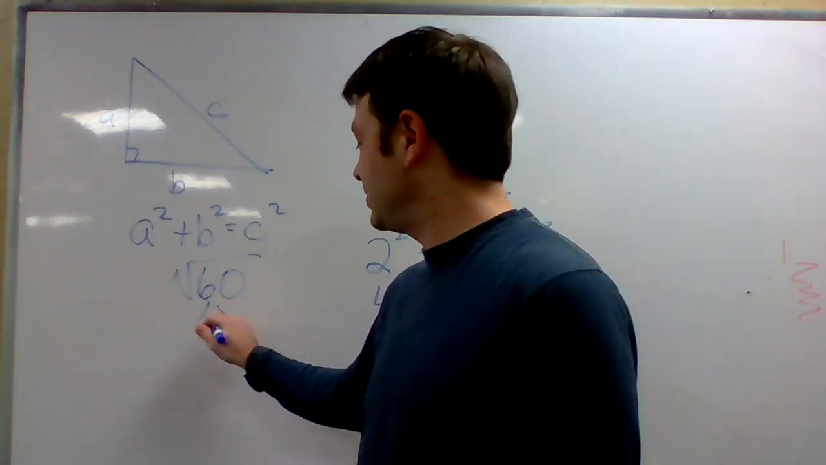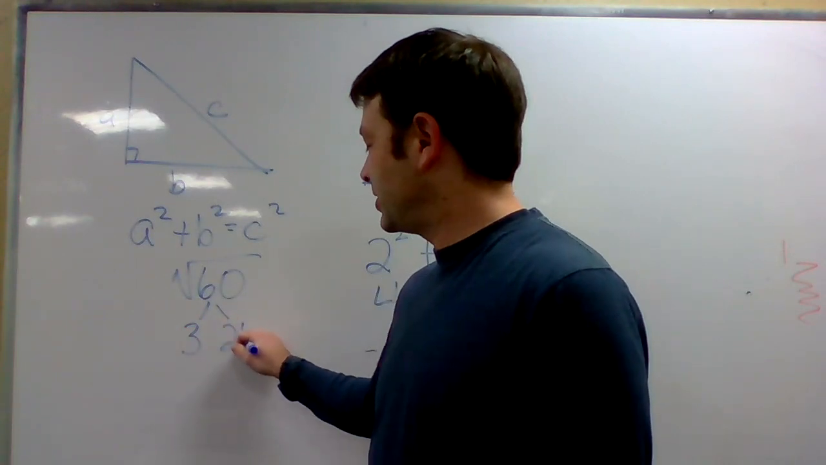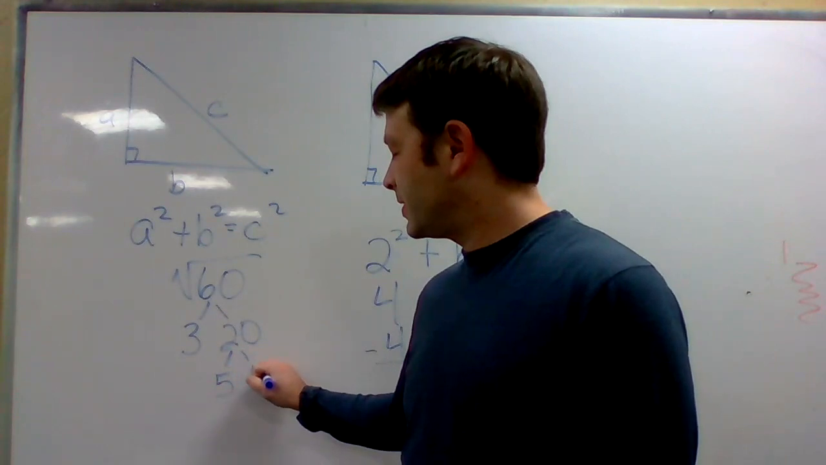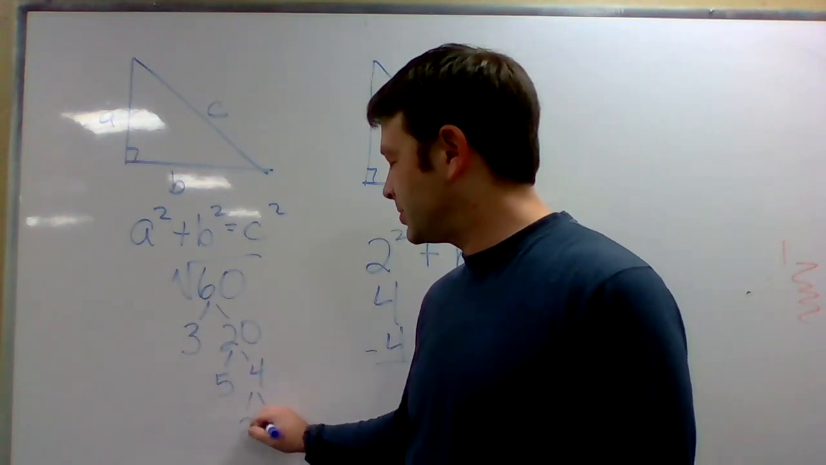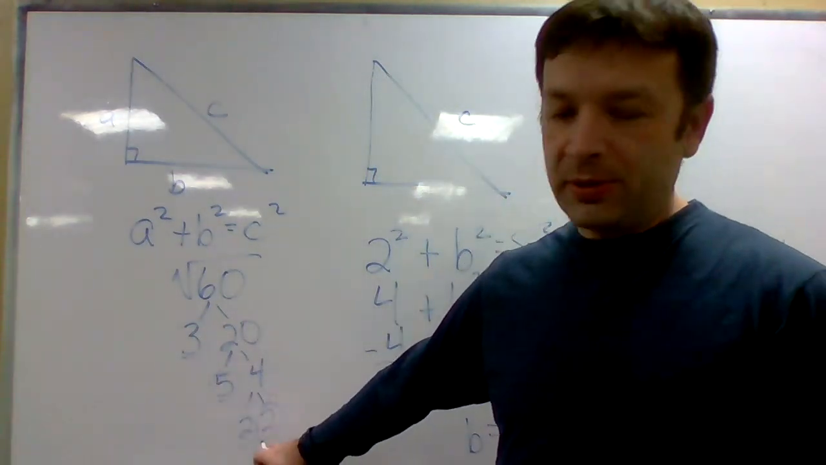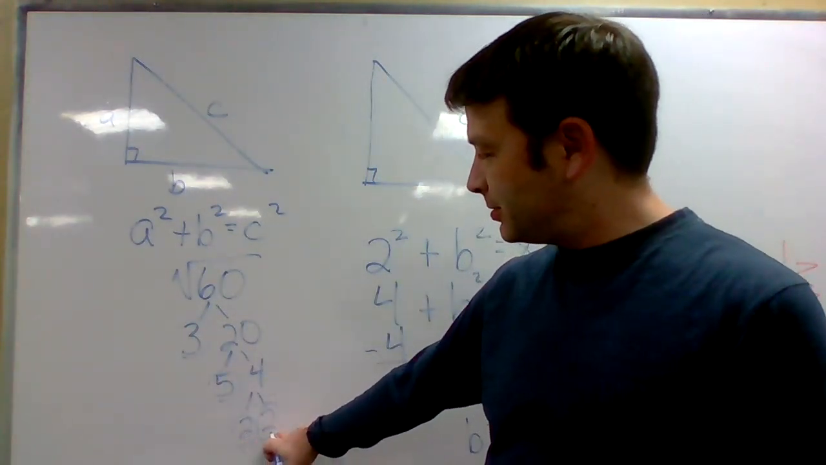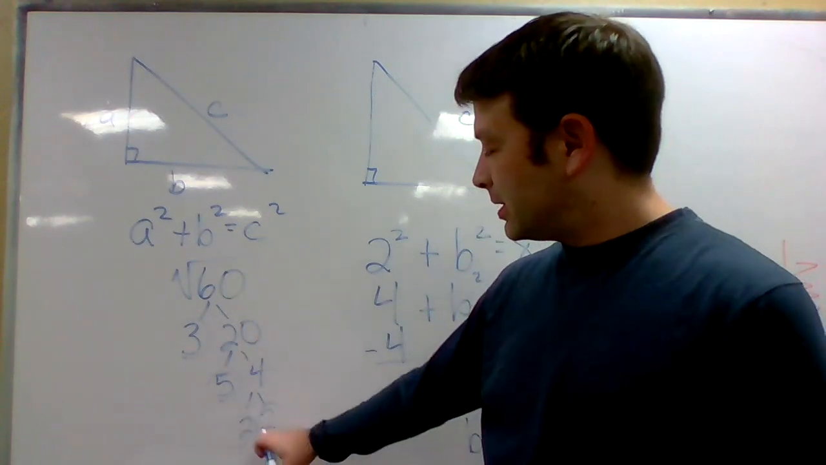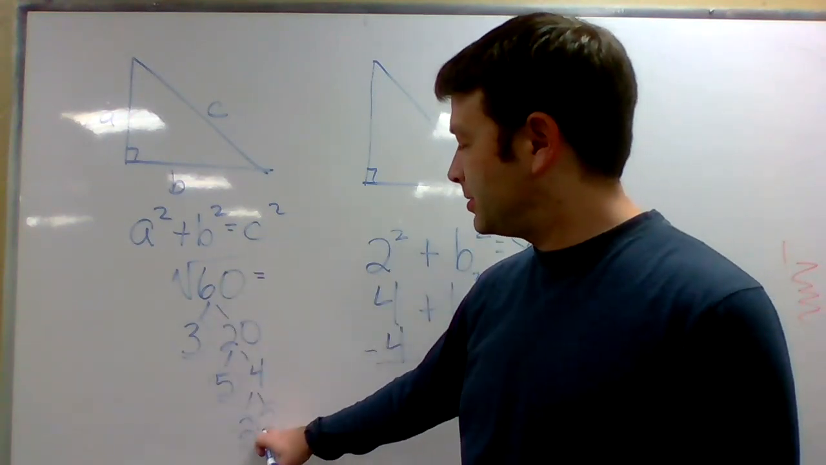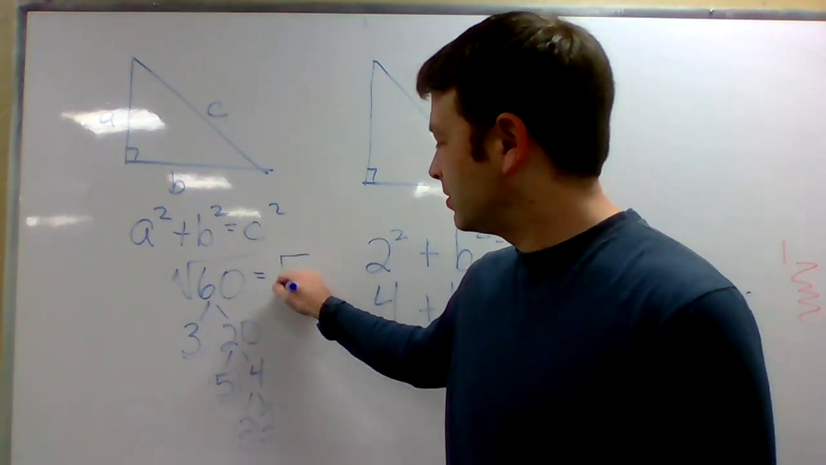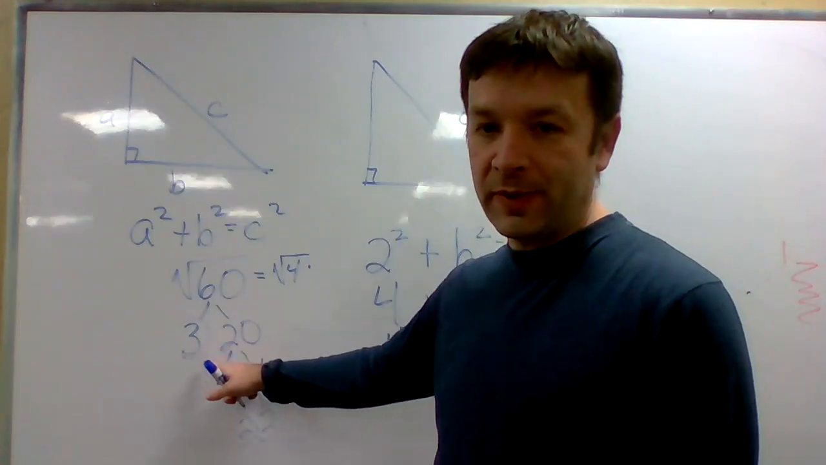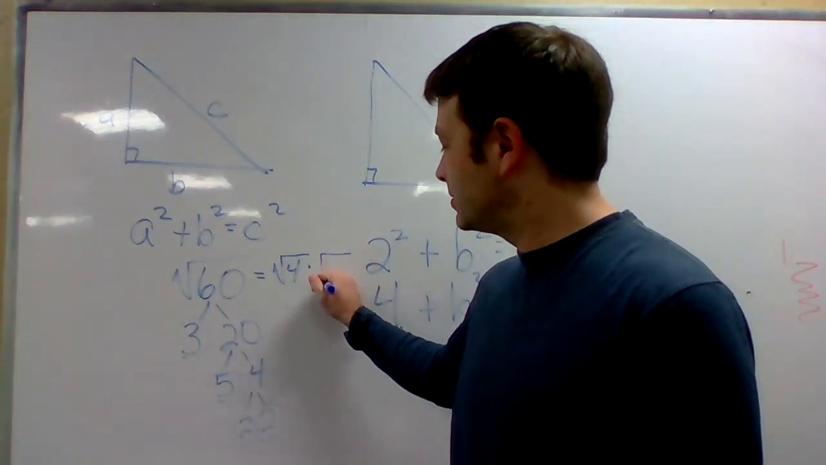What goes into 60? There's a bunch of things, but there's one of them. 3 times 20. What goes into 20? 5 times 4. What goes into 4? 2 times 2. All these bottom numbers are primes. Those branches stop. So 2 times 2, the doubles go in the front. 2 times 2 is 4. And then the leftovers are 5 and 3. 5 times 3 is 15.